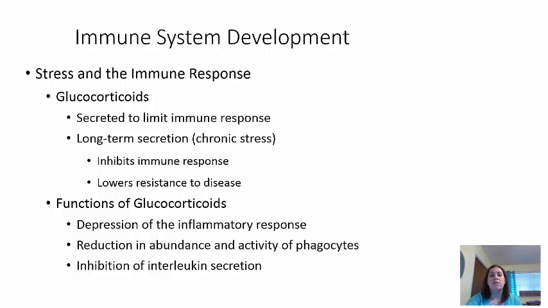Now, before we quit talking about the immune system, I do want to talk to you a little bit about its development. Your immune system is developed over time because it's adaptive, but stress can affect your immune system. Stress can be affected by the release of a certain hormone, which are the glucocorticoids, or more specifically cortisol. This is secreted to limit the immune response. The reason it gets secreted is because we're in that fight or flight response survival mode, and we don't need the immune system to be wasting energy.